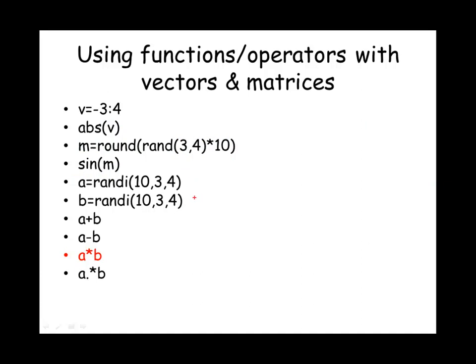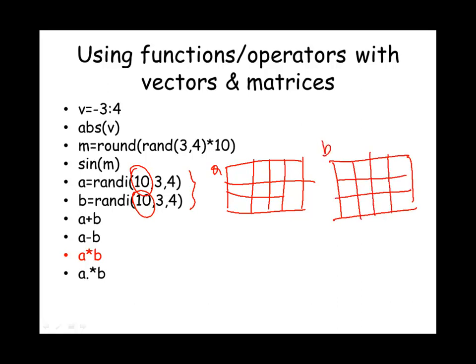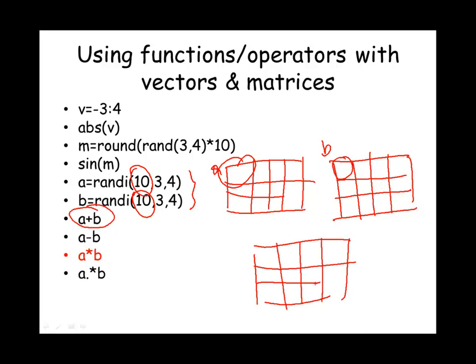Operators such as addition, subtraction, and multiplication support matrix operations. In this example, we have 2 matrices that are randomly generated and contain numbers from 1 to 10. Both of these matrices contain 3 rows and 4 columns. So that's matrix A, and let's have matrix B here. When you say A plus B, MATLAB will generate a new matrix that contains the addition of corresponding elements from A and B.